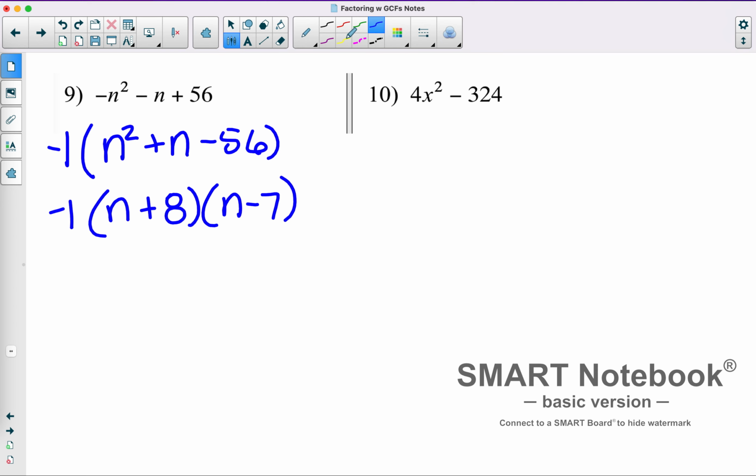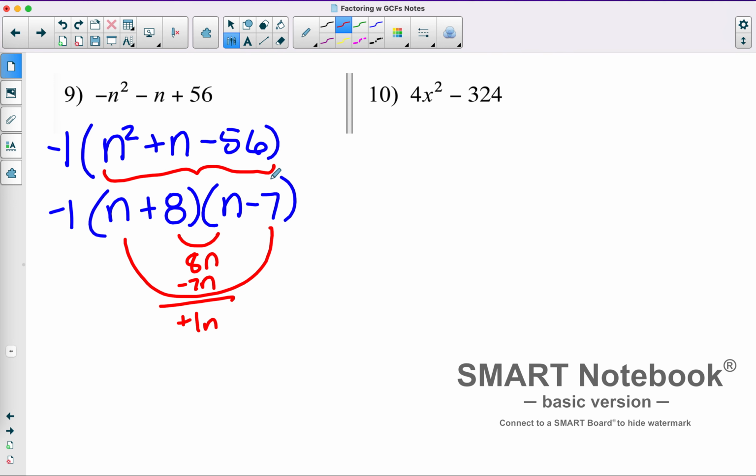If you want to double check that, you would start with n plus 8, n minus 7. That gives me 8n, negative 7n, which combines to give me a positive 1n, which is what we needed because I'm factoring this expression. It does multiply to give me a negative 56, because positive 8 and negative 7 would be negative 56. When you distribute the -1 from the GCF, it will give you the original quadratic expression.